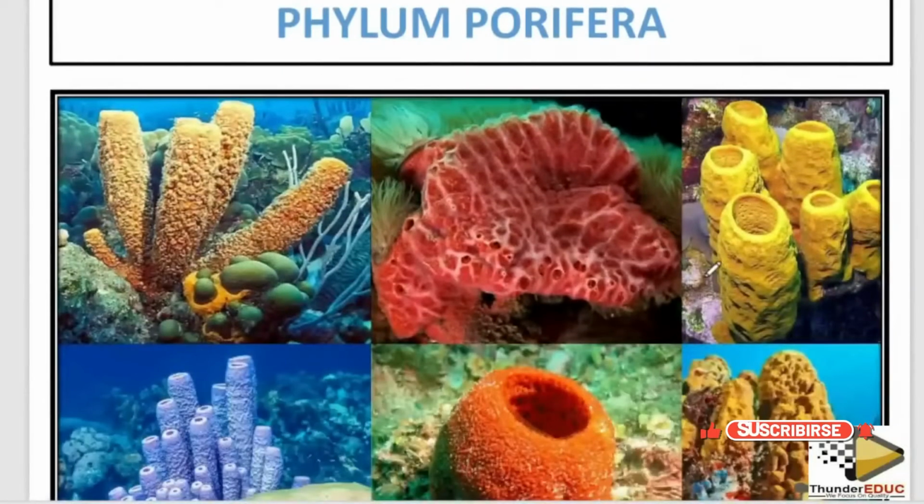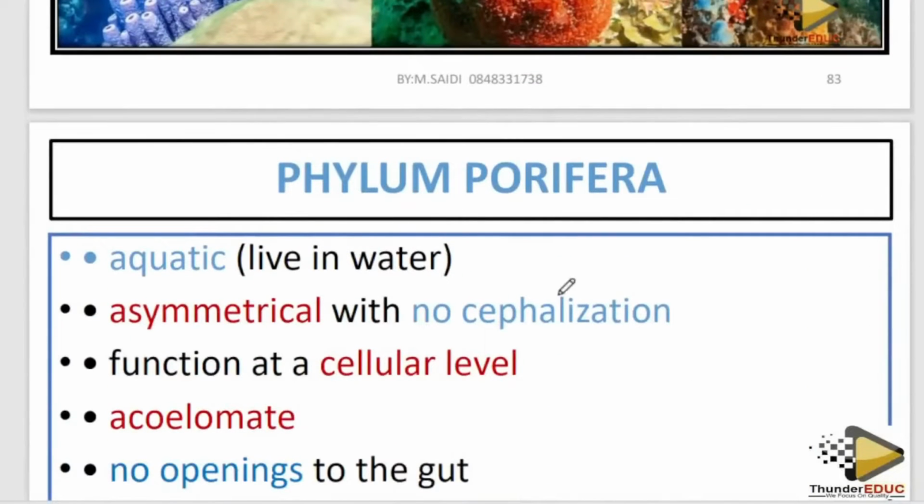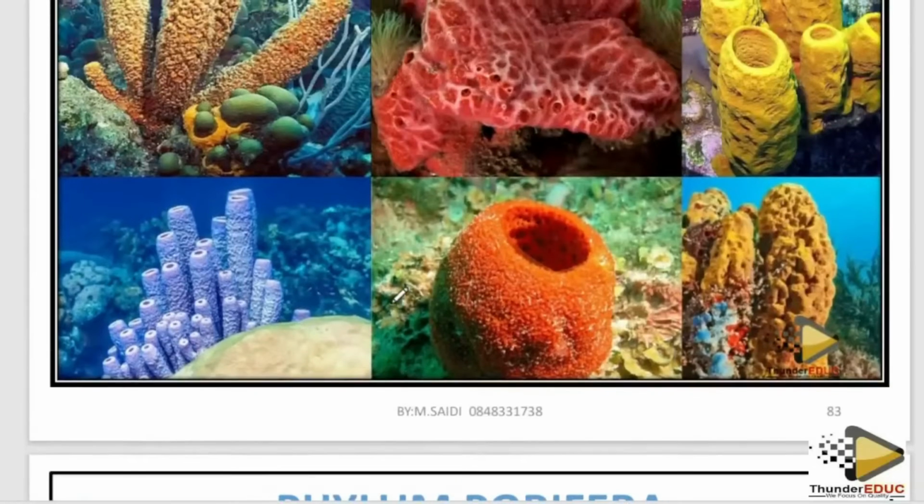Then, which type of symmetry? Talk about the symmetry and talk about cephalization. Cephalization is the development of the head. Cephalization is the development of the what? Head. And then symmetry is dividing the organism into pieces.